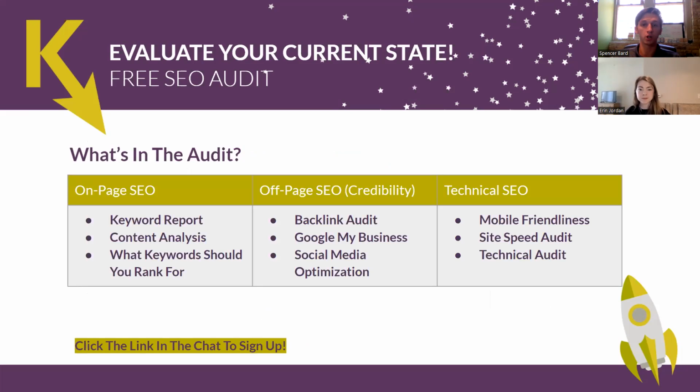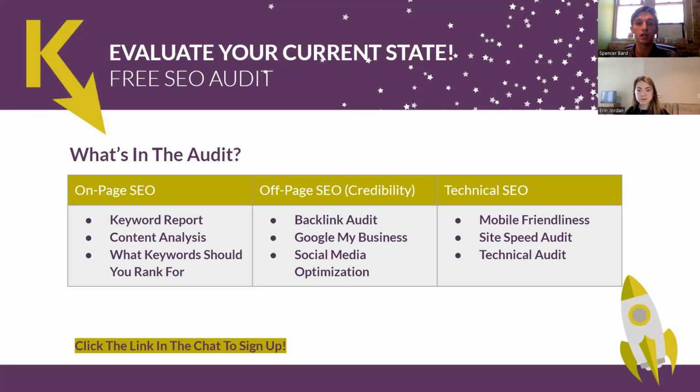So on-page SEO, let's look at the keywords you're ranking for currently. Take a quick analysis of your content. Are you using those keywords properly? And then take a look at what keywords could you be ranking for and what keywords should you be ranking for. So taking a quick look at that in terms of on-page.